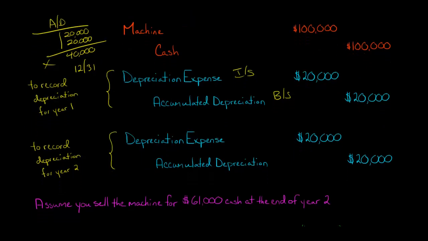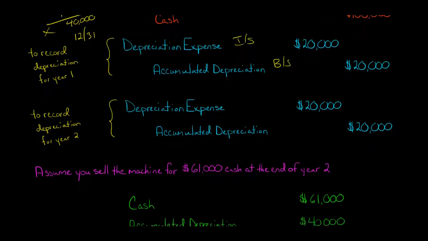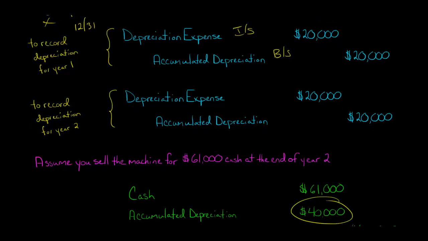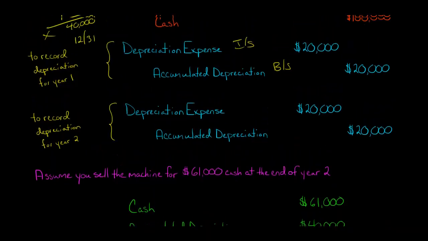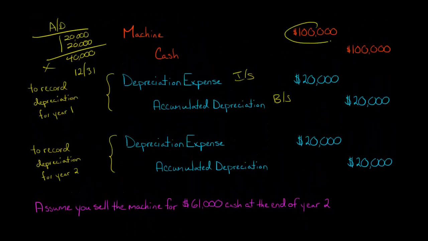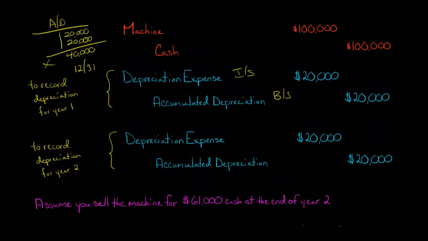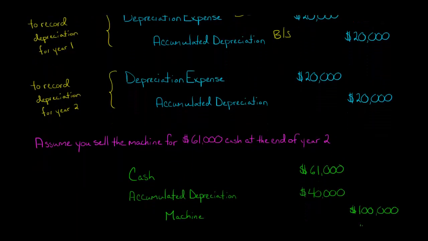So let's say you sell a machine for $60,000 cash at the end of year 2. We know you're going to have to debit the accumulated depreciation for $40,000, but you're also receiving $61,000 cash. So we're going to have $101,000 in debits here. We're going to need to credit some things. Well, the machine was on the books at $100,000. How do we know that? Well, if we go back, that was our initial journal entry, $100,000. So we credit machine for $100,000, but we have credits of $100,000, debits of $101,000.